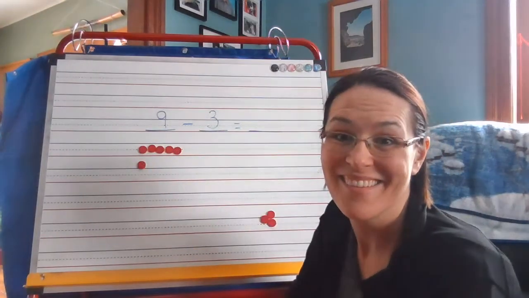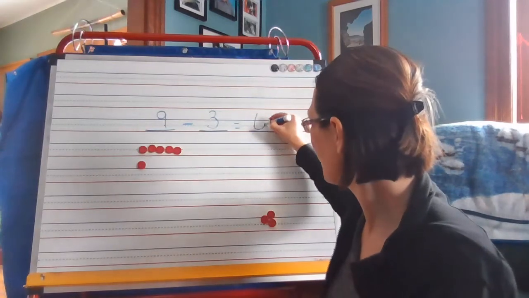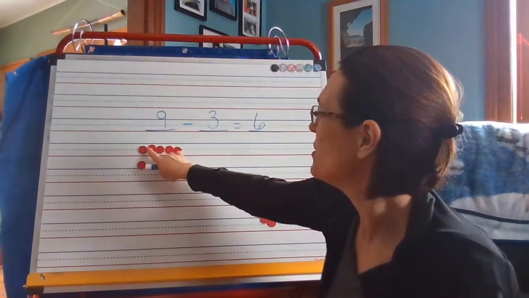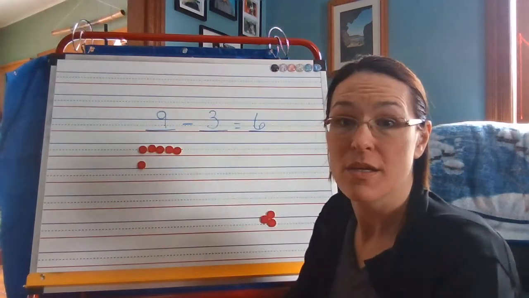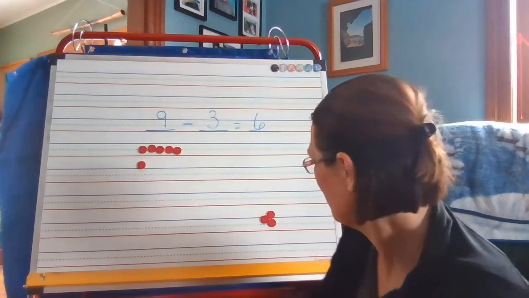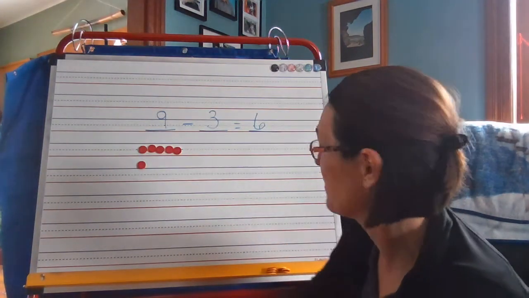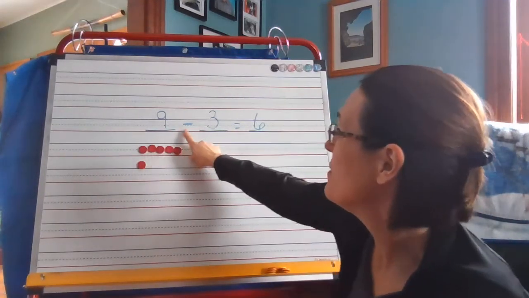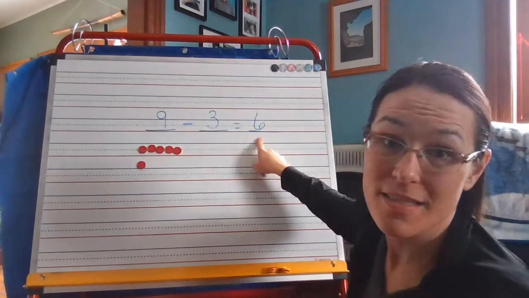What'd you get? Me too. I got 6. 6 ducks. 1, 2, 3, 4, 5, 6. Who can read that number sentence? Give it a try. 9 minus 3 equals 6.